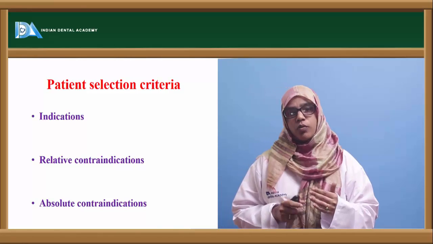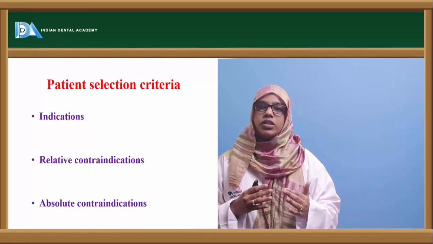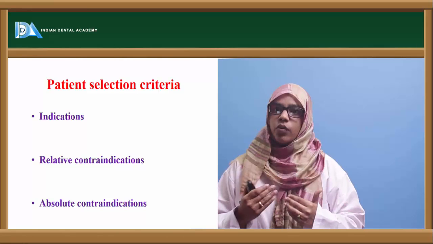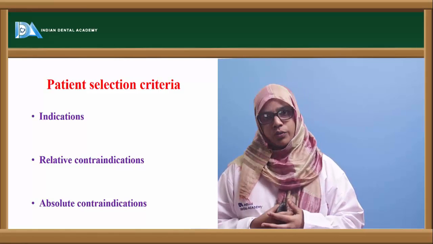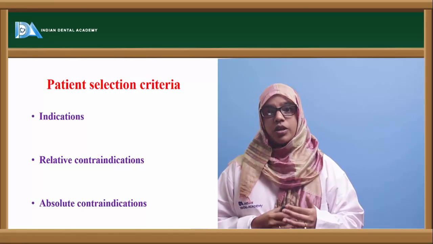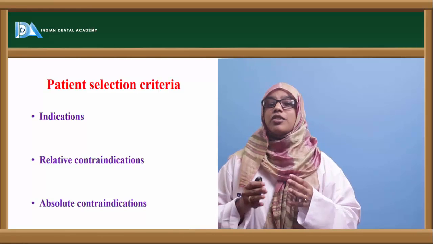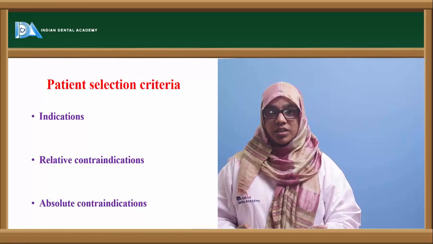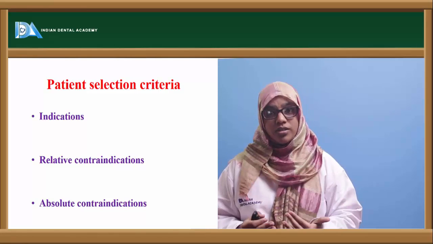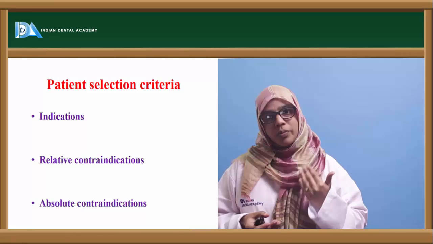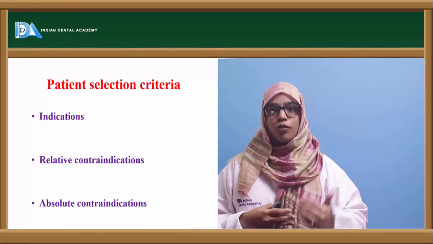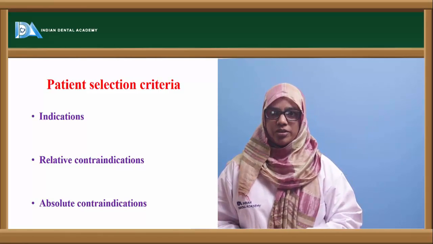Then the age limit. What is the lower age limit? Once the growth spurt is over, once all the permanent teeth are erupted, you could do an implant treatment. Okay, what is the upper age limit? To be frank, there is no upper age limit. As long as the patient is not having any systemic disease, or if the patient has a controlled systemic disease, you could place an implant in a 50-year-old patient, and also you could place an implant in an 80-year-old patient.